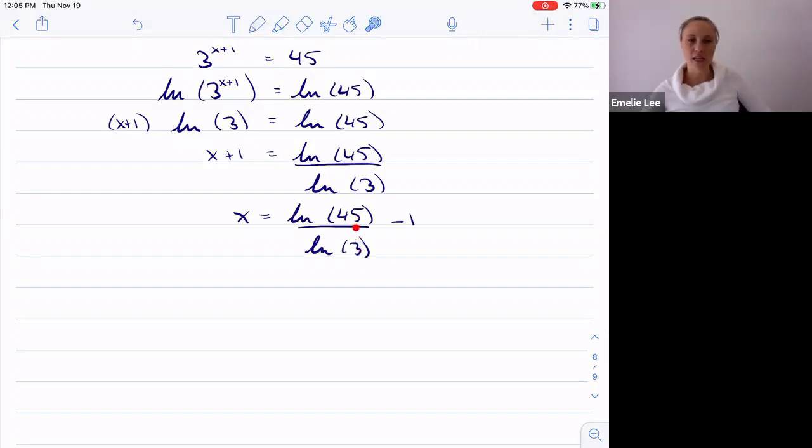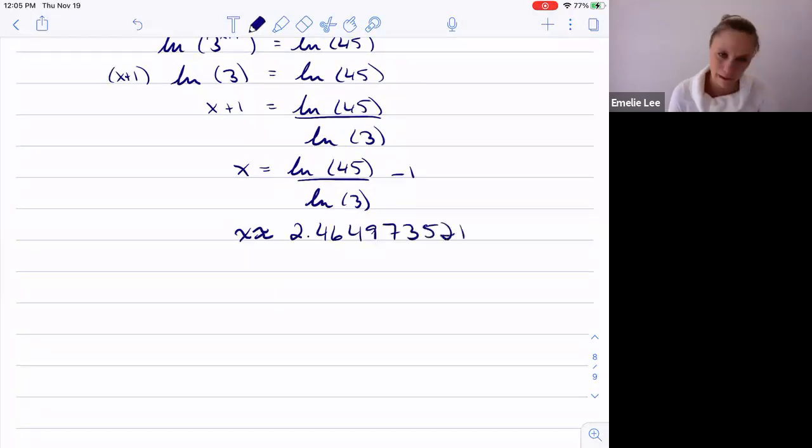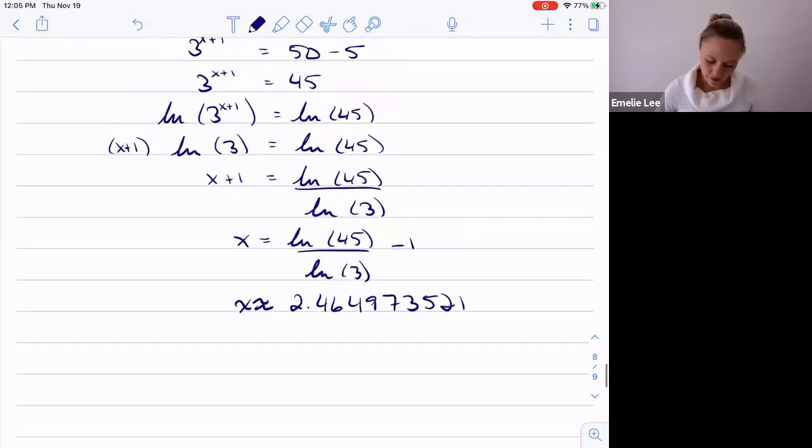Notice what's nice here is I can calculate this on my calculator. Right? In fact, let's do it. The ln of 45 divided by the ln of 3, then minus 1. So this is your exact answer, right? x is approximately 2.464973521. Okay.